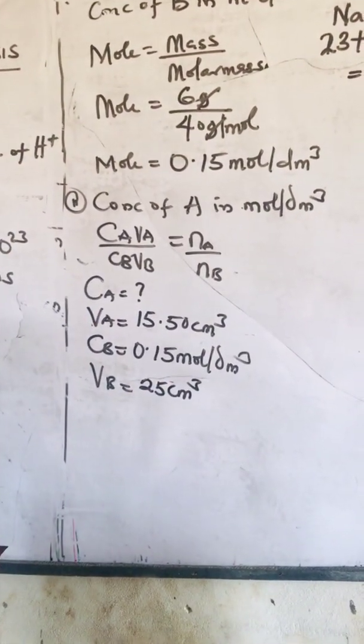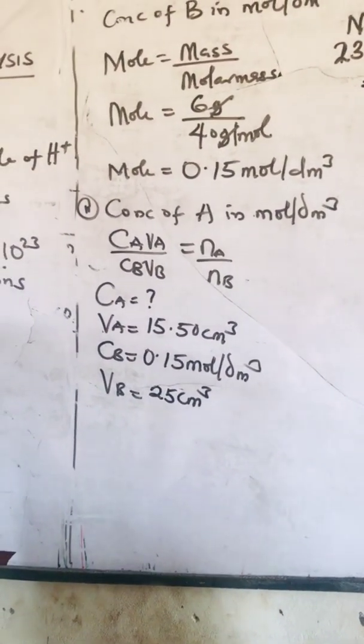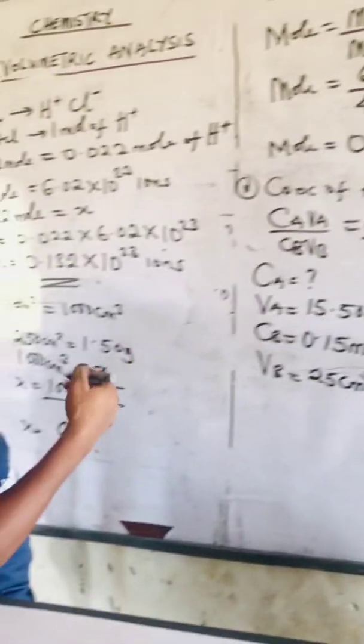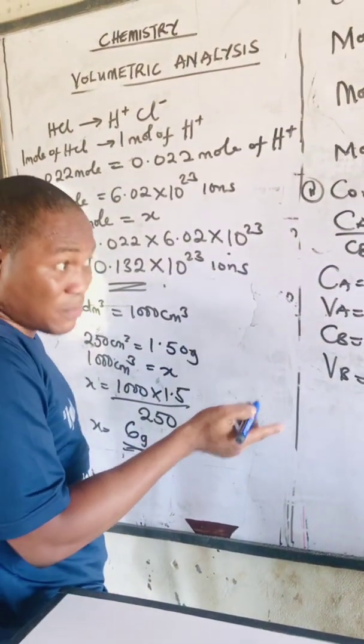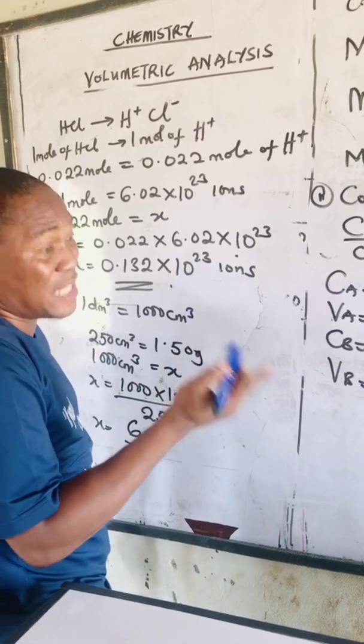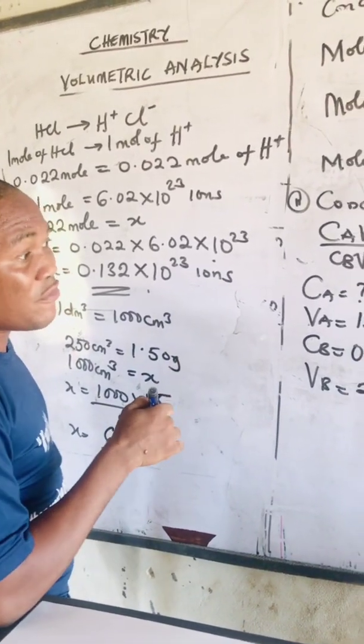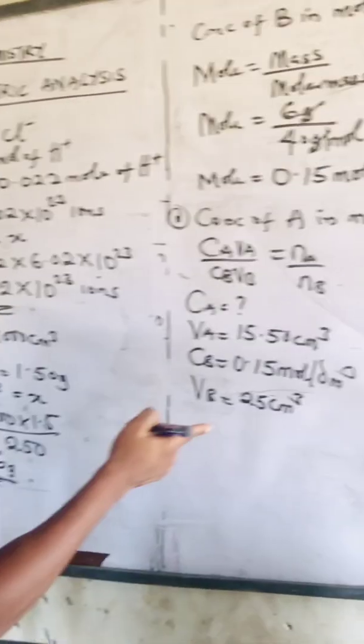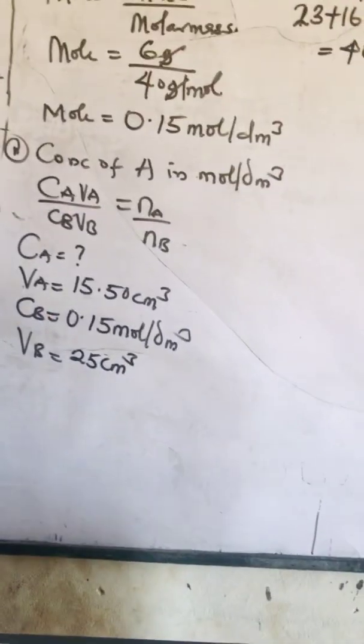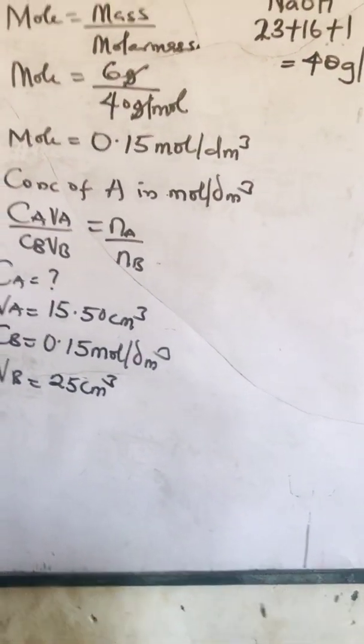Please read the question. Most times it is 25.0 centimeter cube or 25 centimeter cube of the base. But sometimes you can have 20.0 centimeter cube. So read the question very well to know the volume of base. Don't just assume it is 25. Read it and be sure it is 25. And we have our number of moles of acid.